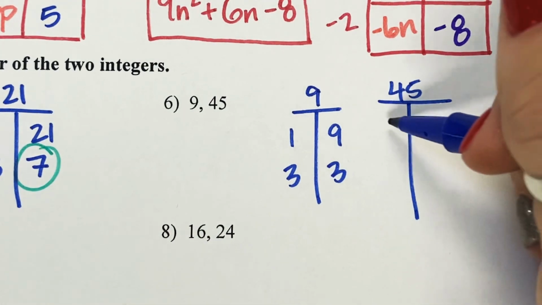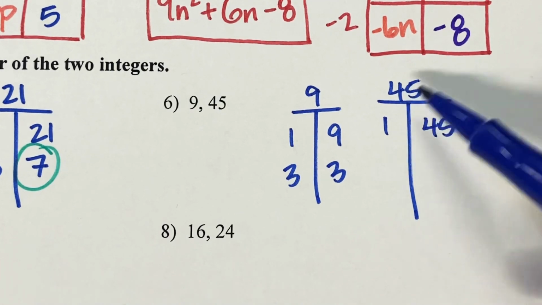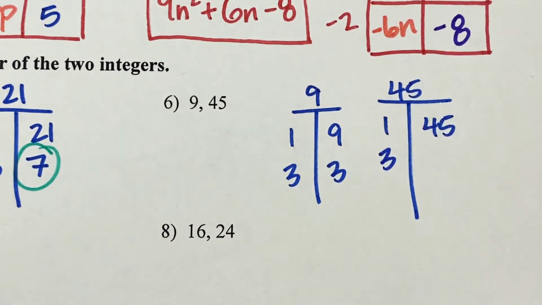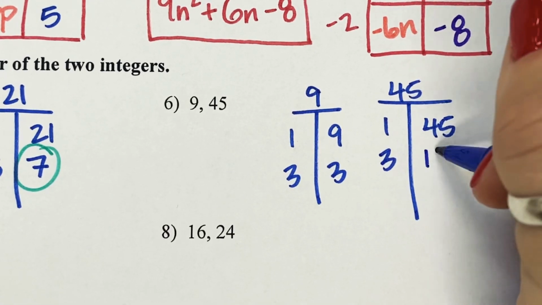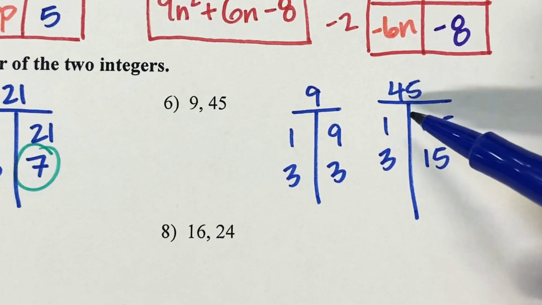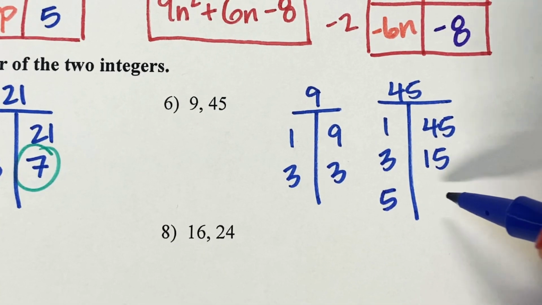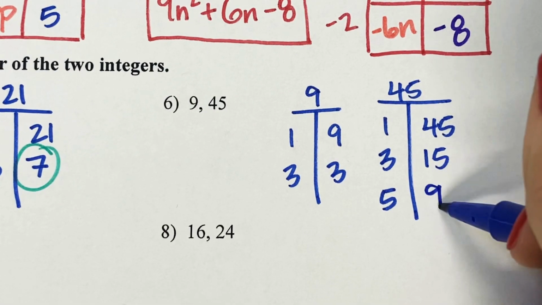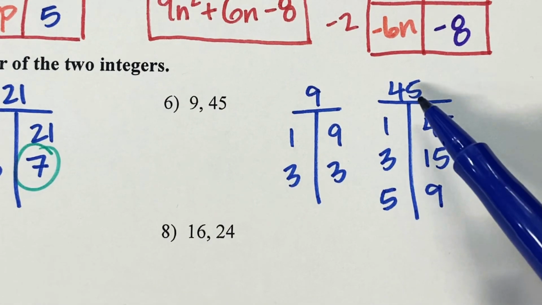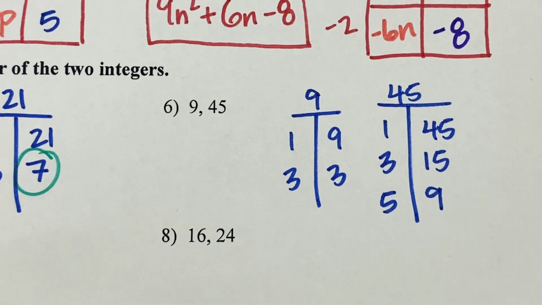Okay, let's do 45. 1 times 45. It's not even, so 2 doesn't go into it. 3, yes, 3 goes into it. 3 times what gives me 45? 3 times 15. Okay, 4, no. 5, yes. 5 times what gives me 45? 5 times 9. Okay, 6, no. 7, no. 8, no. 9, yes. We already have it, so we're good.